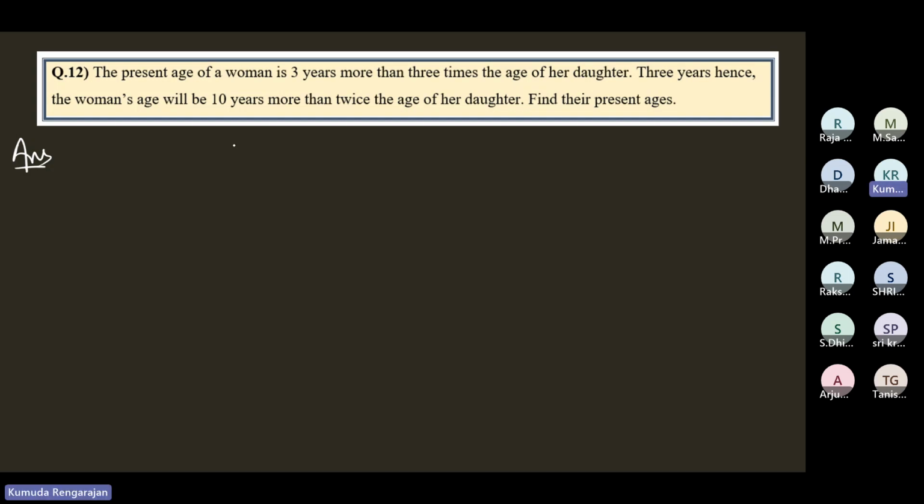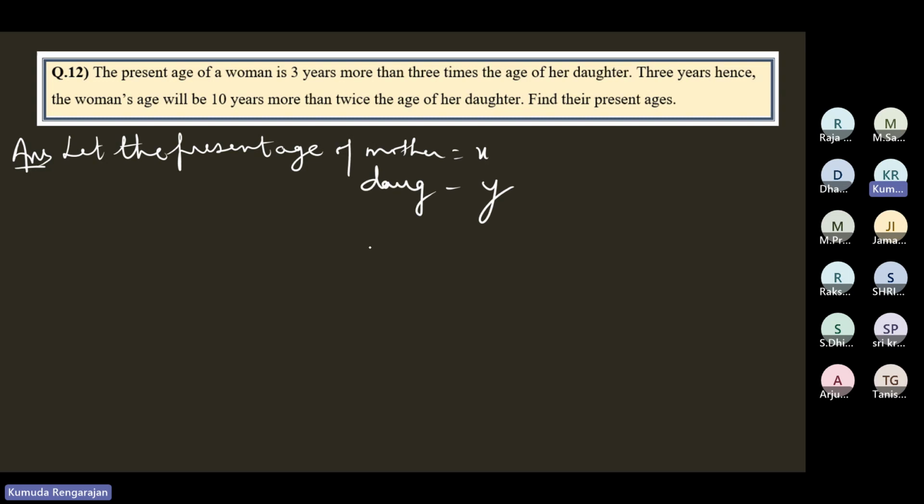Yeah, so find their percentages. So we start like this. Let the percentage, don't write, listen to me, of the woman or daughter. Anybody can be X. The other one will be Y. So let me do it the way I've done it here only. Mother I've called X. So let the percentage of the mother be X and the percentage of the daughter be Y.